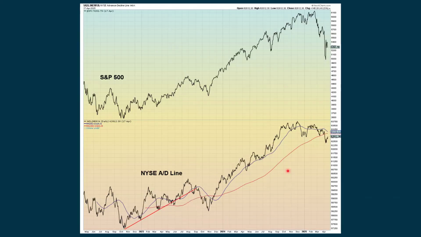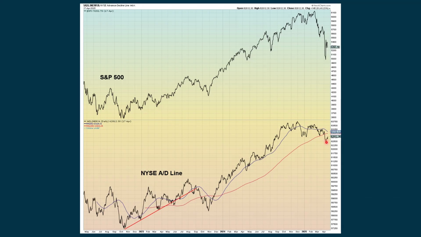Then on this next chart, this is also an NYSE advanced decline line, but it's calculated in a slightly different way. And I also have the moving average crossover going here. We're still hanging on to things being positive. We did see some recent recovery here, but we're below both of the moving averages.